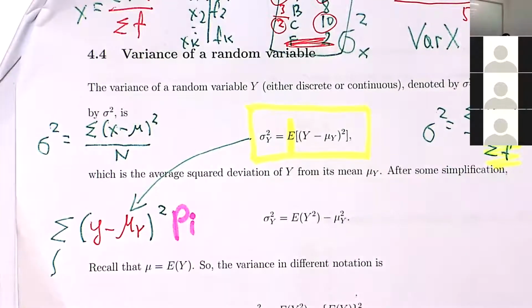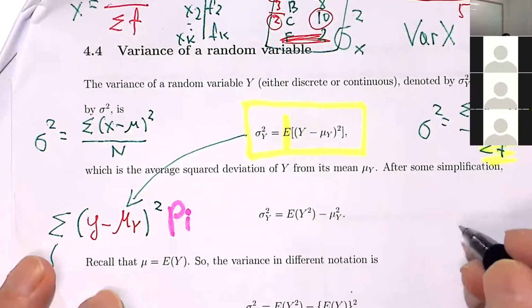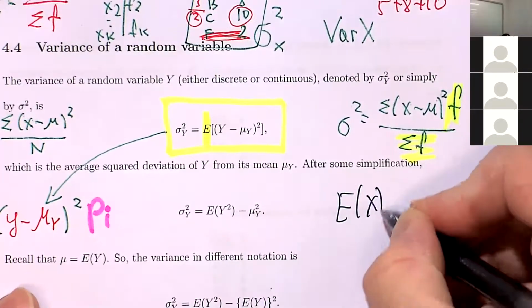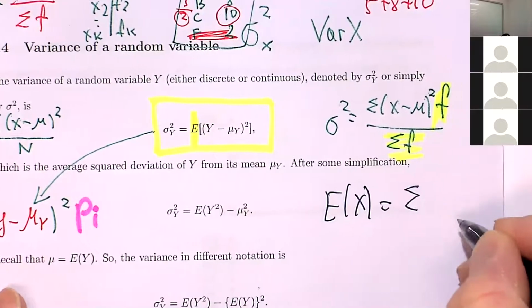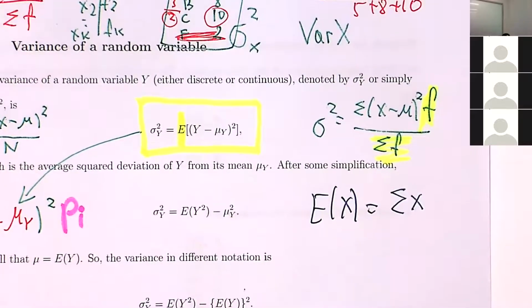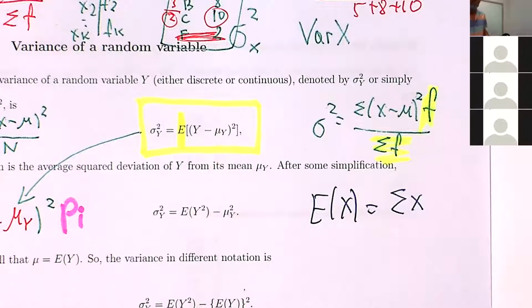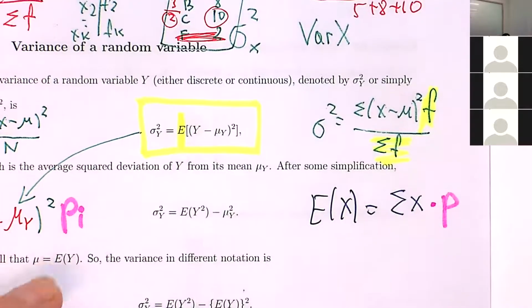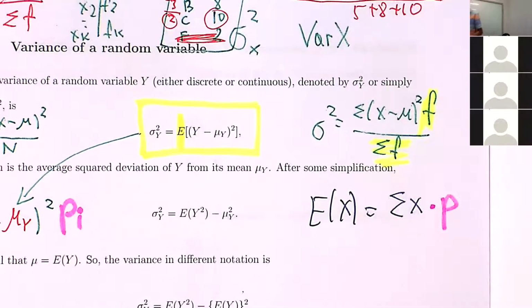Because let me remind you of the formula of the expected value. Expected value of x is sum of x, but we don't leave it like that. We multiply by probabilities. So this is the expected value. Whenever you think about a random variable, always take the probabilities, because we live in the probability world.